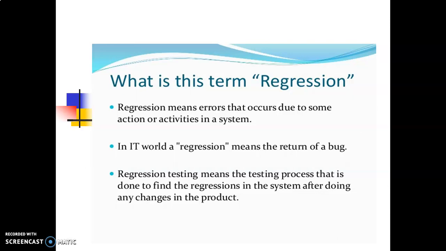From here I think it is clear what regression testing means: a testing process that is done to find the regression in the system after making any changes in the product. There are lots of types of regression testing, like corrective regression testing, progressive regression testing, the retest all strategy, and selective regression testing. So these are the different testing techniques.